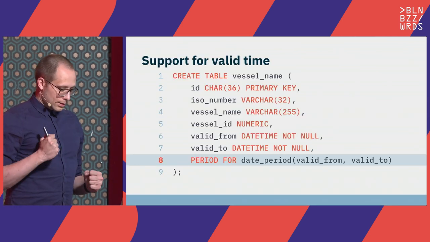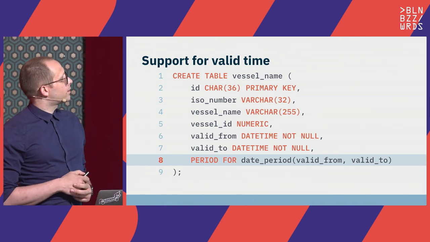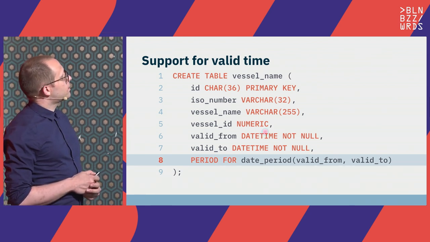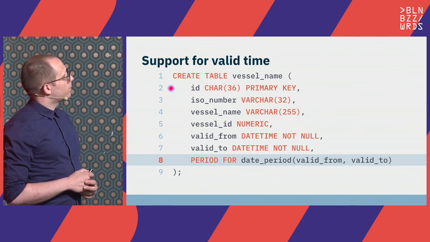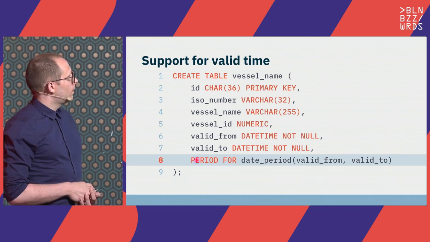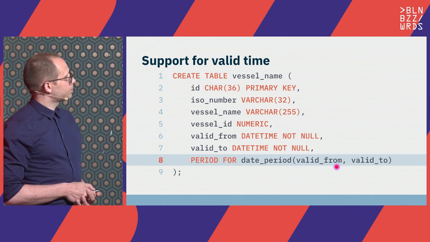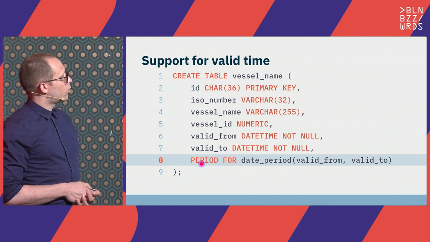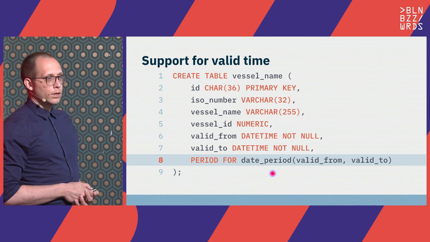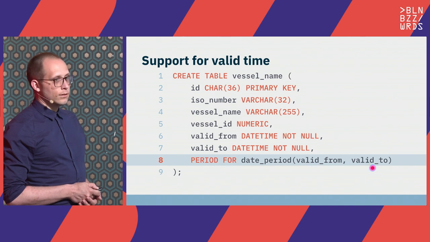The first thing we can see in the SQL 2011 standard is that it supports valid time. So on the first look, this table is really looking familiar to us. We already had all of those columns in my homebrew handwritten solution. But here we have a new statement, period for, date period, valid from, and valid to. And this is telling the database system that we want to create a date period in this table. This is a name, so this can be chosen freely. We call this date period, and it is described by the fields valid from and valid to.